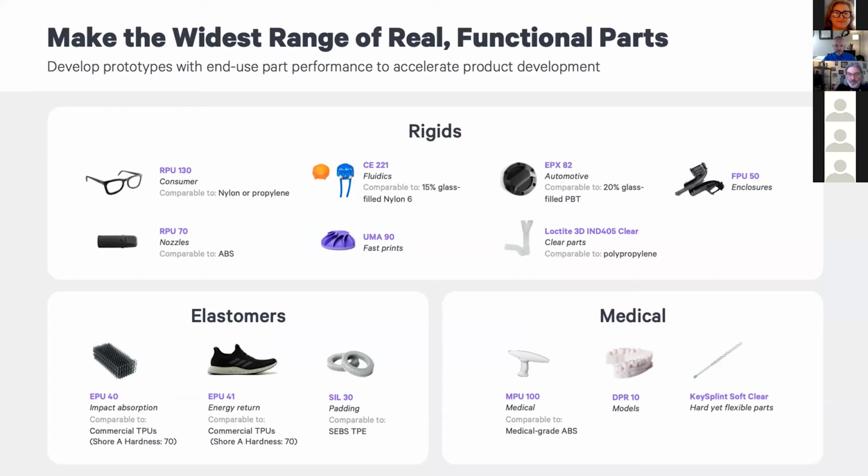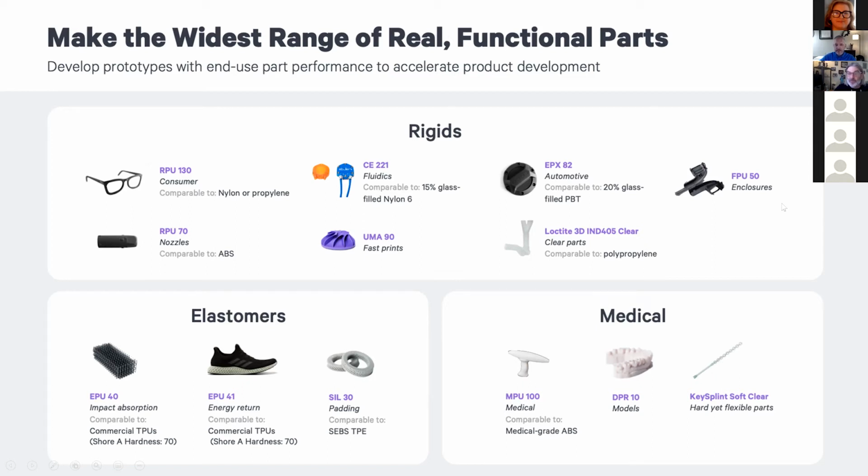On our next one, we have what's called CE221, which is cyanate ester. It's comparable to a 15% glass-filled nylon 6. This is our high temperature material. This can withstand temperatures up to about 230 degrees Celsius out in the real world. Our epoxy family is a very common one in industrial applications as well as automotive applications. That's EPX82. It's comparable to a 20% glass-filled PBT. That's actually a fuel cap for the Lamborghini Urus. It's one of their SUVs that's actually a production part on that car.